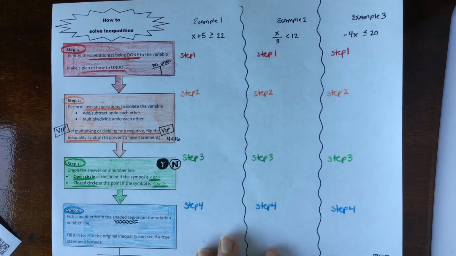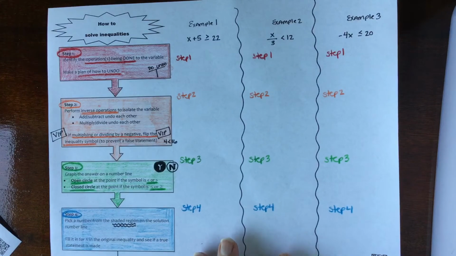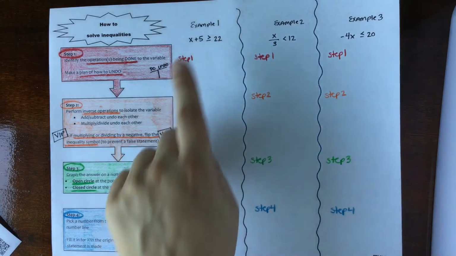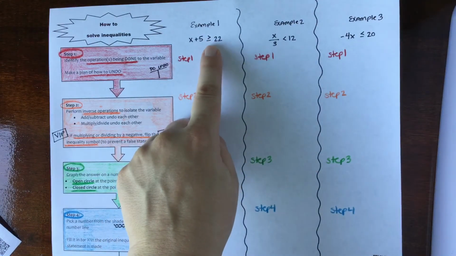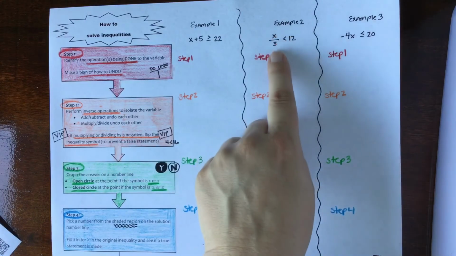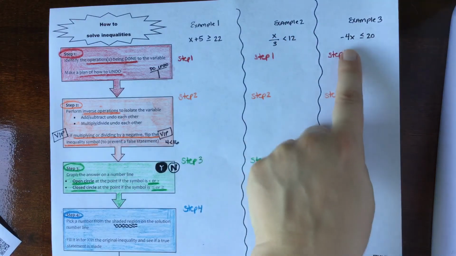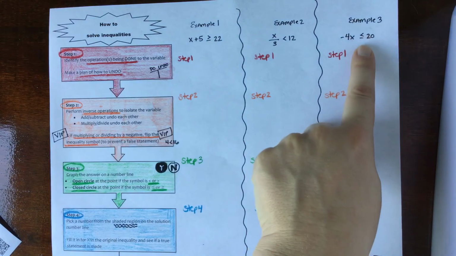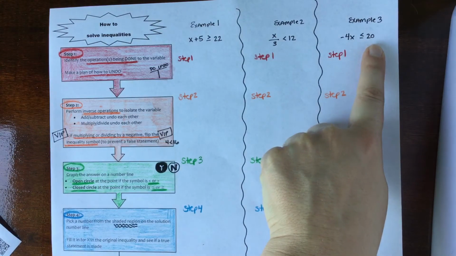Also, there are 3 examples that will be worked through of one-step inequalities. X plus 5 is greater than or equal to 22. X divided by 3 is less than 12. Negative 4x is less than or equal to 20.